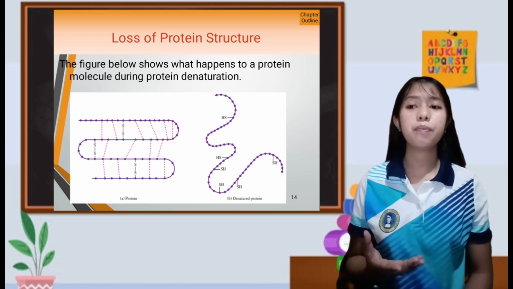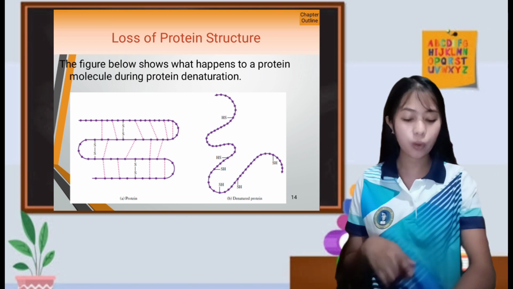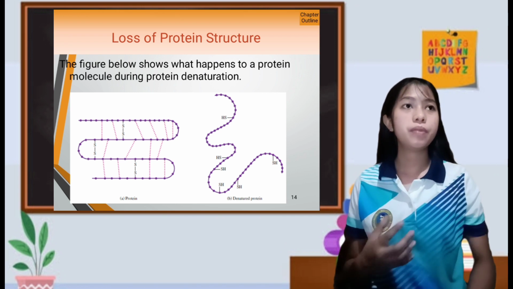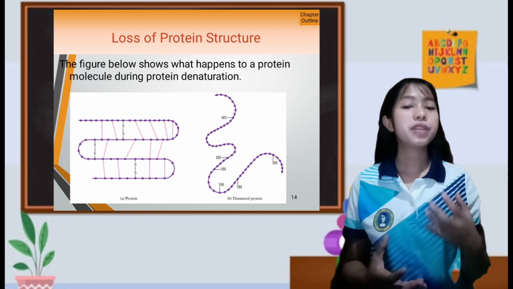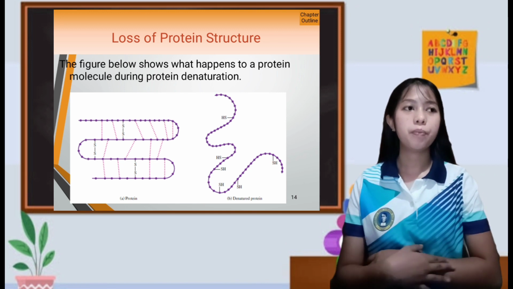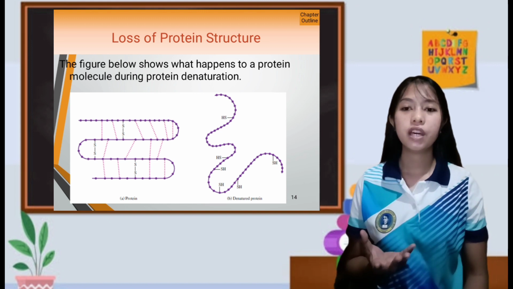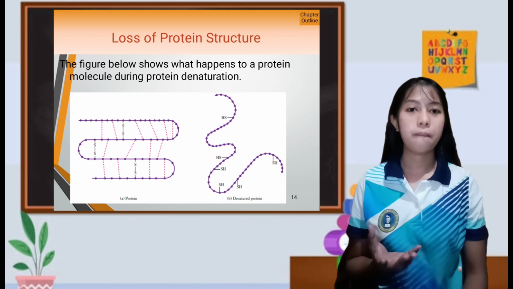So this is an example: when you want to get a tan and you are exposed to the sun, your skin will change in color. This is an example of denatured protein.